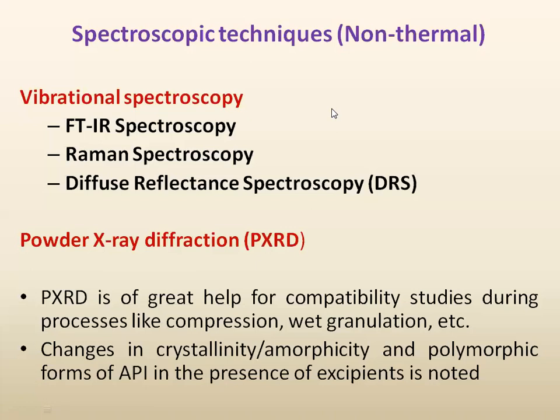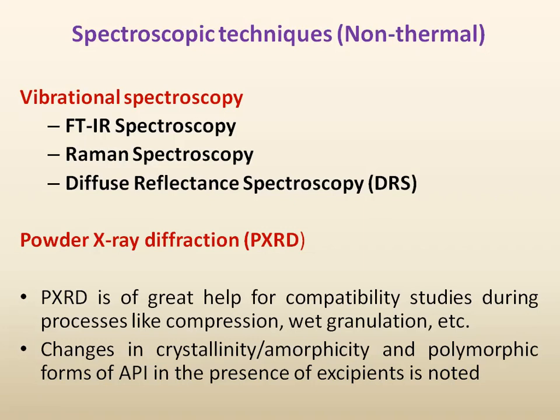Afterwards we discussed the various spectroscopic techniques, in that vibrational spectroscopy: FTIR, Raman, diffuse reflectance spectroscopy. In the spectroscopy technique, we initially take the graph of our pure drug and excipient individually, and then we take the mixture graph, and then we compare. We detect whether the functional group is present or not. If it is present, we can say that there is no incompatibility, or if there is a shifting of that functional group, we can say that there may be incompatibility.